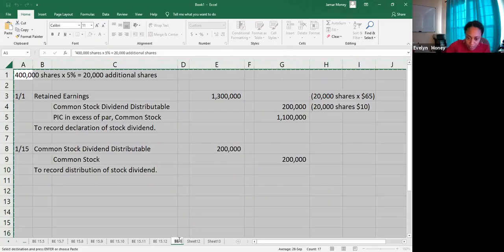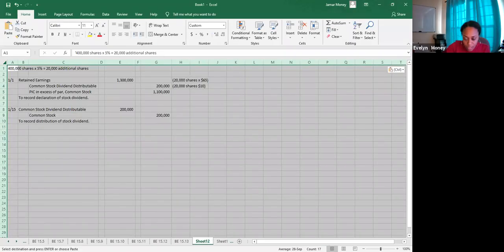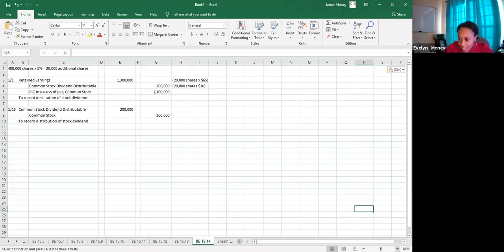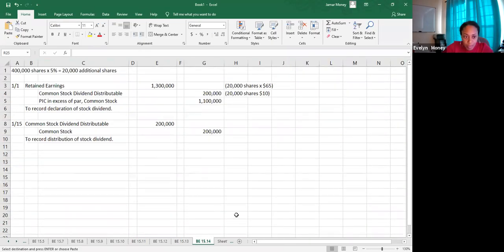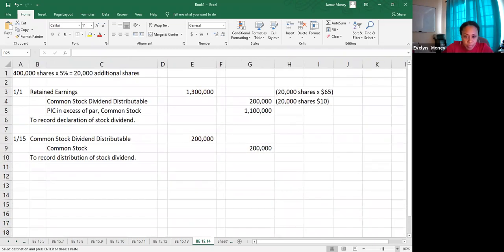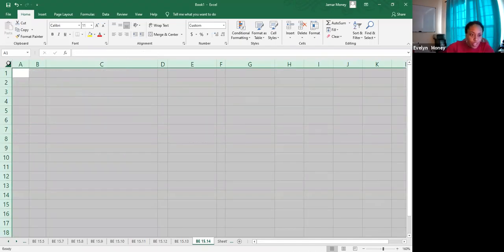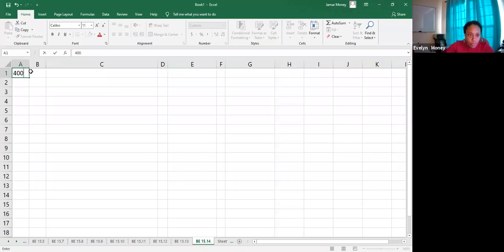Let me label this before I mess this up. And this one is 15.14. I want to make this bigger, but I need to see what's going on. And let's see what we're going to change in our entry. As a matter of fact, let's just do it from scratch. It'll be better if we do it from scratch. Now, this is a 100% stock dividend. So I'm going to take my 400,000 shares that were outstanding, and I'm going to multiply them times 100%, which I know is just 400,000 shares. So we are issuing an additional 400,000 shares.